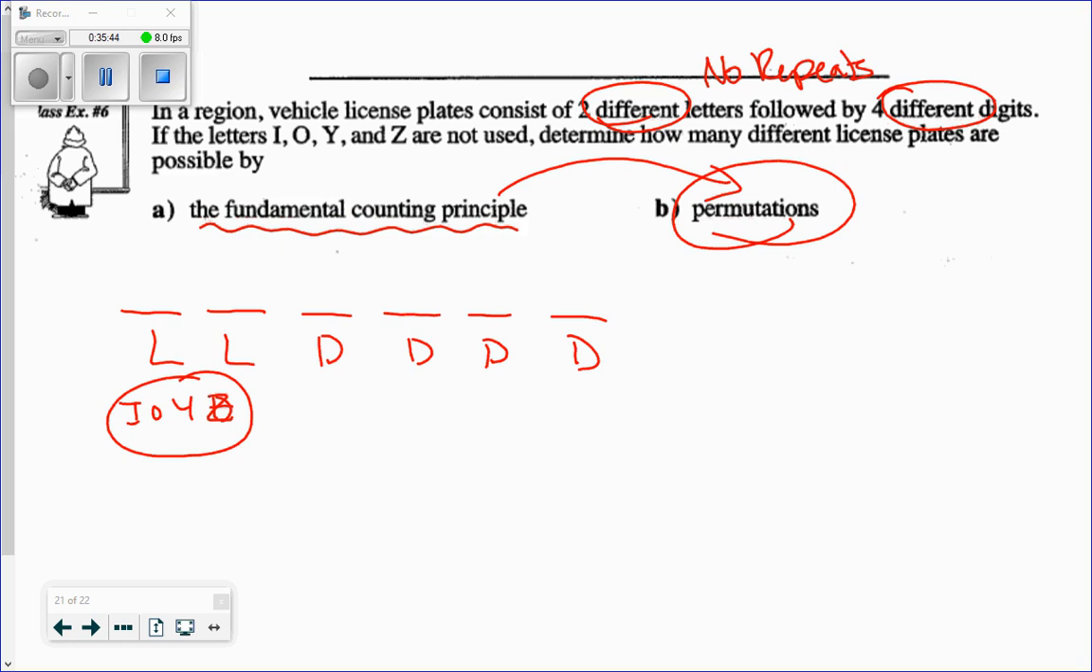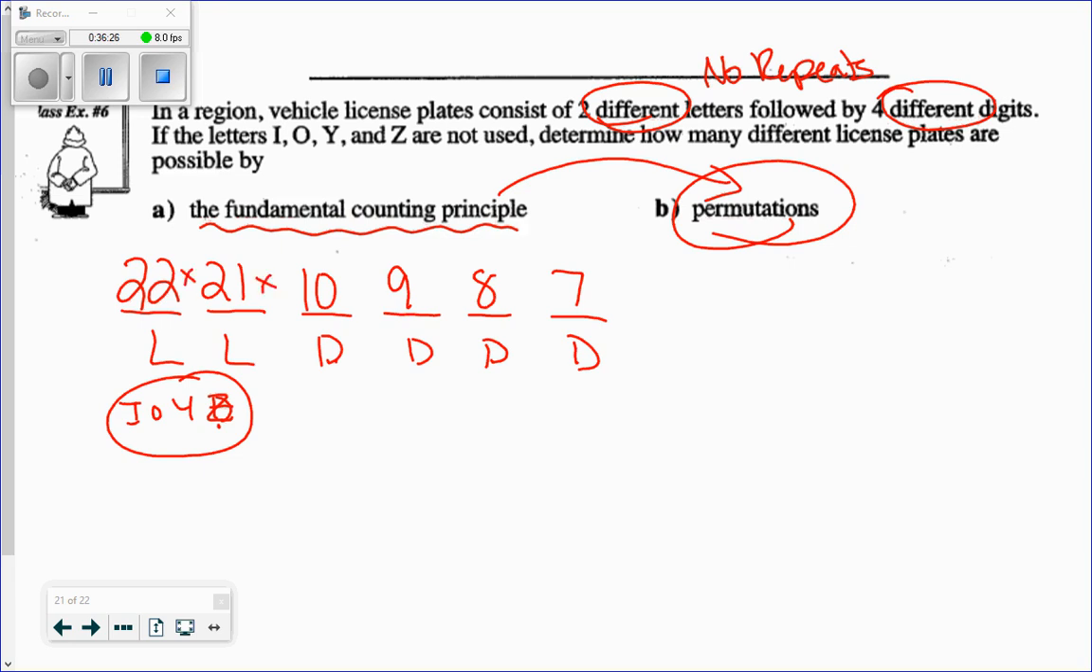So, how many letters are there in the alphabet? 26. But we're not allowed to use 4 of those letters. So how many letters do we actually have to pick from? 22. So we've got 22 choices for our first letter. The letters must be different. So how many choices for the next letter? 21. Now, is there any restriction on the digits? Only that they have to be different. So how many digits do you have to pick from in total? 10. And then they have to be different. So 9, 8, 7.